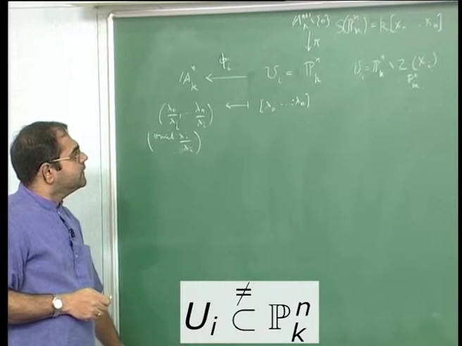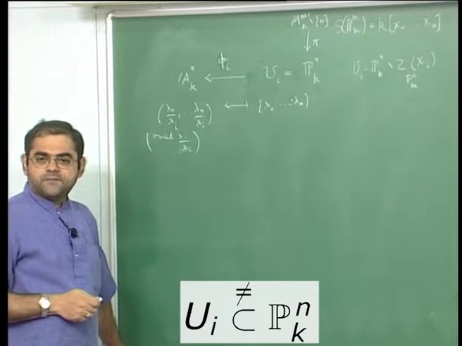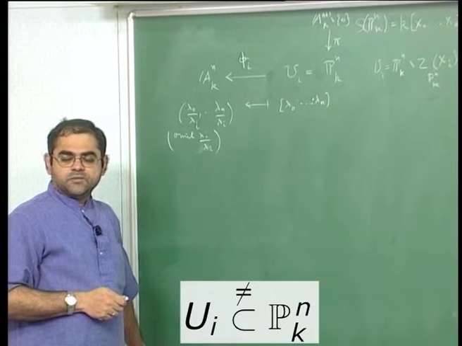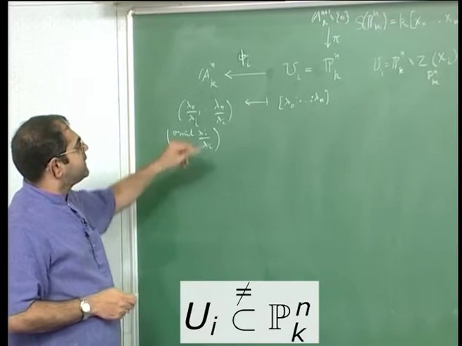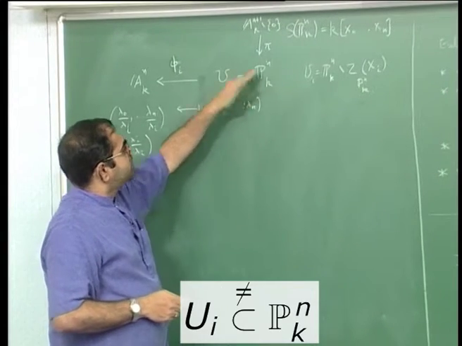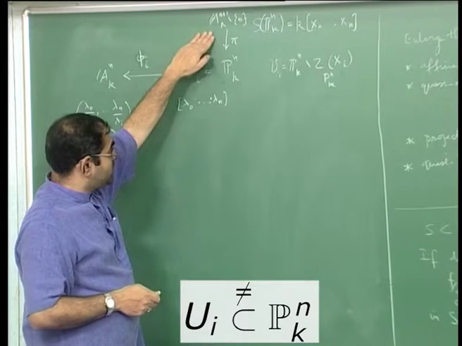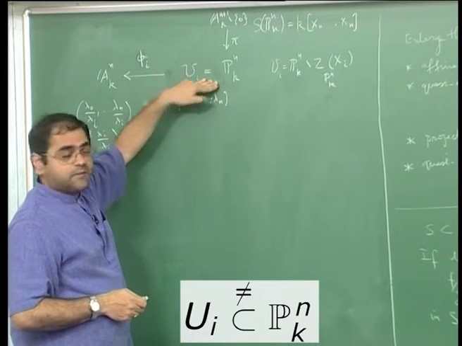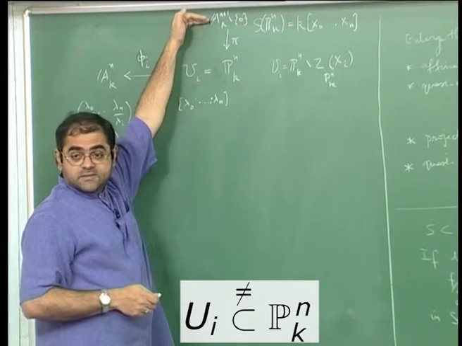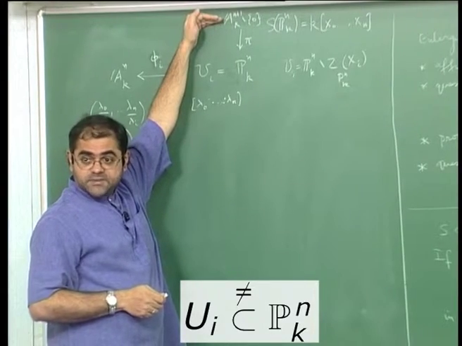and so what I want to say now is that suppose I start with the topology on the projective space given by the quotient topology for this map, with the topology above being the one induced by the Zariski topology in affine space.